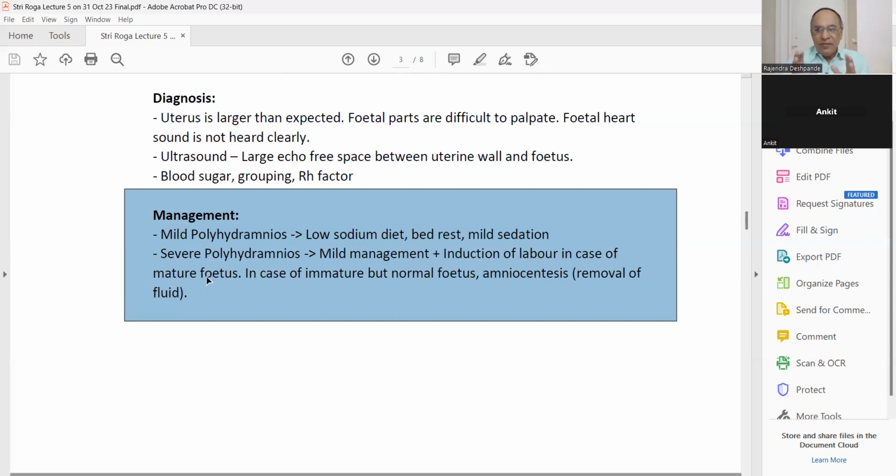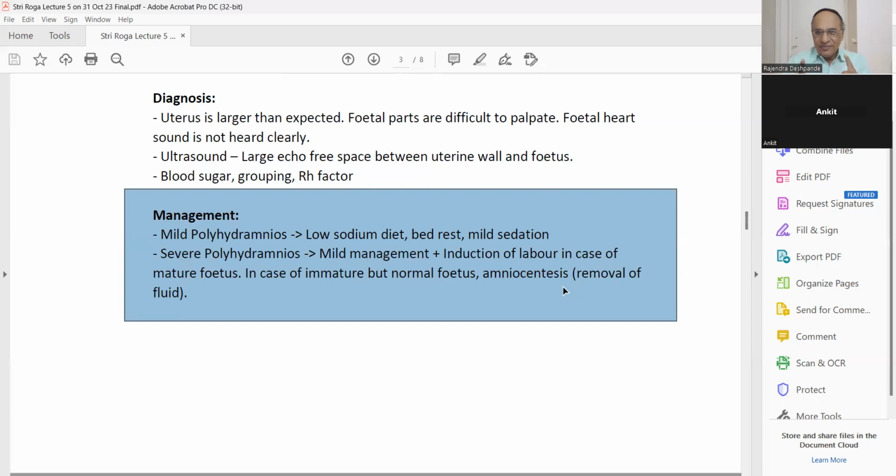If you feel that the fetus is okay with the sonography, everything has been completed, organs are developed, do the cesarean section. Finish. Then in case of an immature fetus, not properly developed, but a normal fetus, actually immature, but what is immature? His lungs are not powerful, heart is not powerful, but he can be saved outside. But then to save that particular child, we have to remove the excessive fluid. That is called amniocentesis.